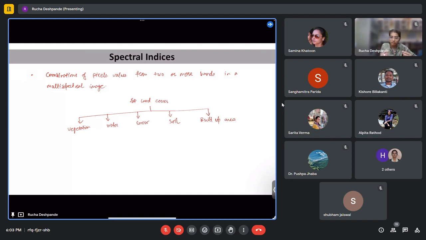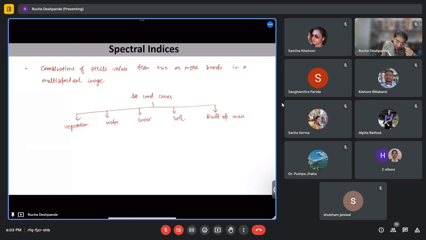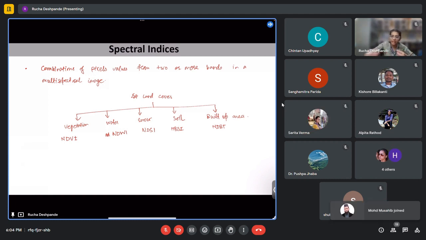There are different indices: for vegetation we have NDVI, for water there is NDWI, for snow we have NDSI, for built up area NDBI. And there can be multiple such indices for each land cover. These indices have been updated through time to give better and better separation from their surroundings.